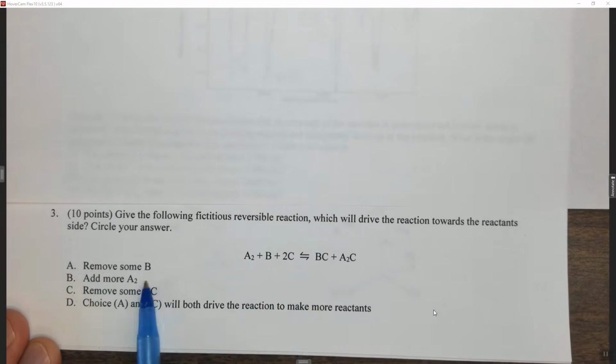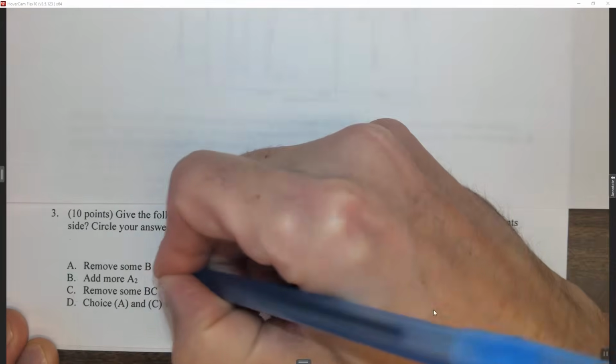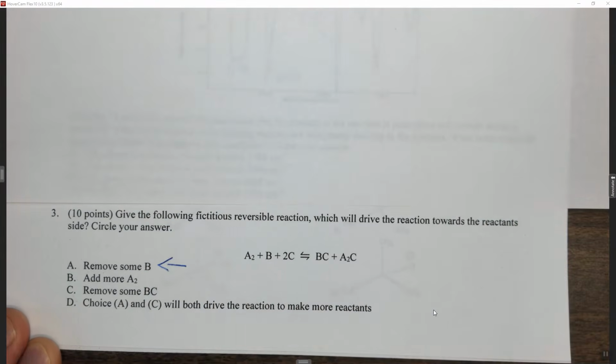It says remove some B. So we have some B, which is a reactant, and we take some of the B away. So we lower the concentration of B. The reaction says, hey, there's not enough B in here. The only thing the reaction could do to make more B is to react BC and A2C. Said another way, the only thing the reaction can do is shift to the left towards the reactants. So there's not enough B, the reaction shifts to the left to make more B.